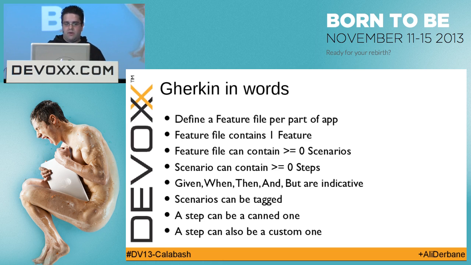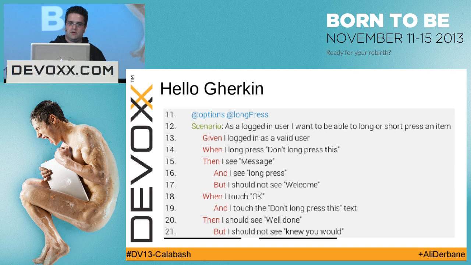If we go back, have a look. All right. Here, lines 13 to 21, those are all steps. So the given and so on is all Cucumber. The black marked parts are steps.